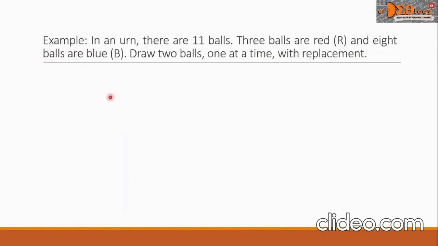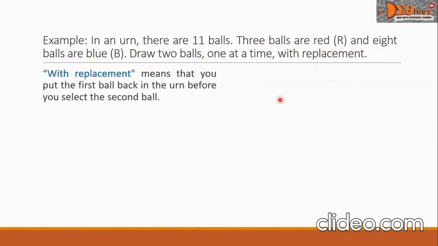Let us have an example. In an urn, there are 11 balls. 3 balls are red, denoted by R, and 8 balls are blue, denoted by B. Draw 2 balls, one at a time, with replacement. With replacement means that you put the first ball back in the urn before you select the second ball.